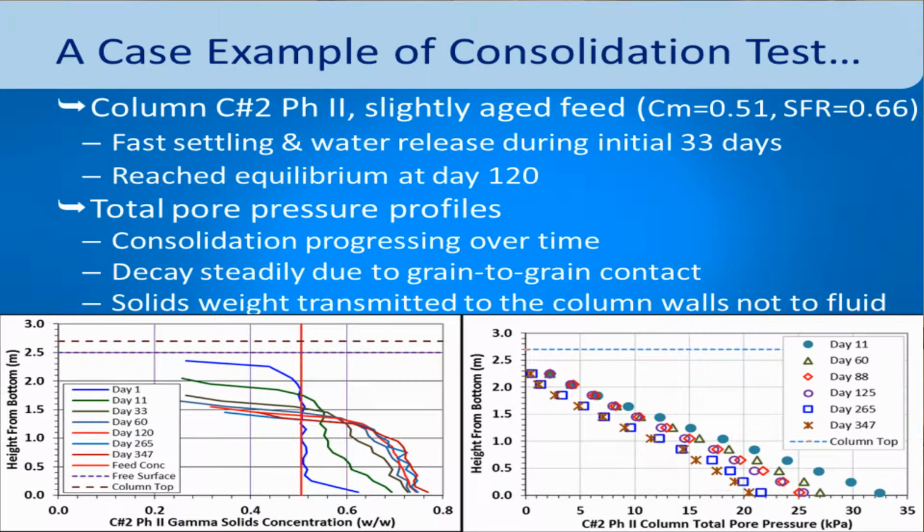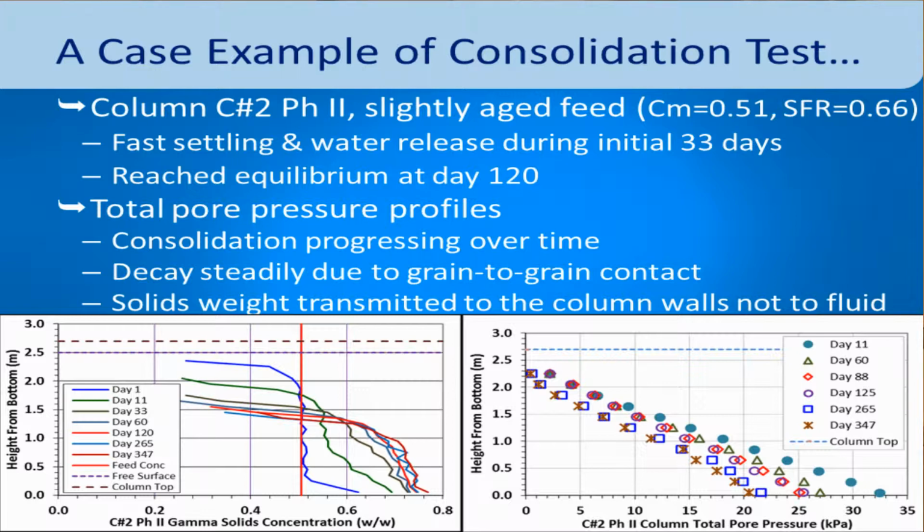Altogether we have 18 columns, only 13 of them discussed in this paper, and I chose one to illustrate the analysis for consolidation behavior, and we apply this method to every one of the columns.